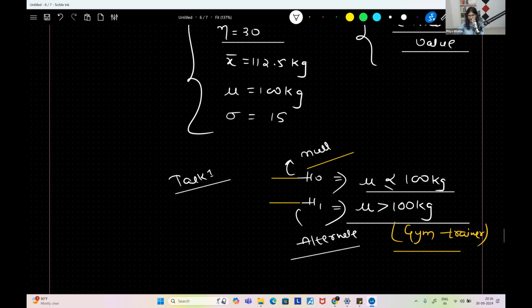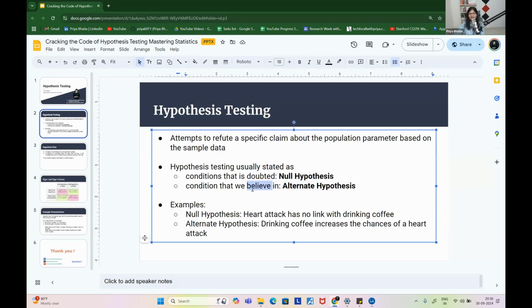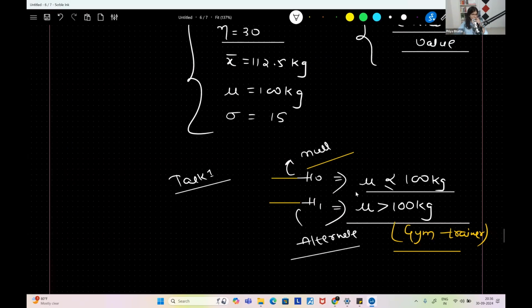Is that fine? Is it clear what I am trying to convey? Look, the alternate is the condition that we believe in. When a trainer is claiming that the weight is more than 100 kg, this is his belief, his claim, so that is the alternate one. The condition you are doubtful about, that the value is less than or equal to, is what we pick up as the null one. Another tip I mentioned a few minutes back: equality usually comes in the null hypothesis, and the claim being made will come under the alternate one. That is the way to examine which one is null and which one is alternate.